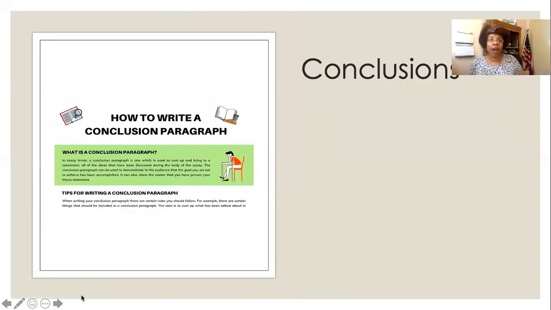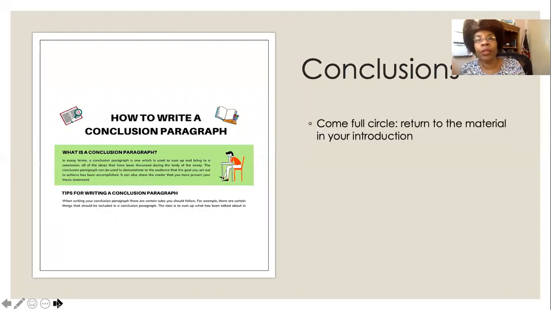Now, how to write a conclusion paragraph, right? So a conclusion is one which is used to sum up and bring your essay to a conclusion, right? All of the ideas that have been discussed during the body of the essay, right? The conclusion paragraph can be used to demonstrate to the audience or the reader the goal that you set out in your introduction, okay? So let's keep going. Right?